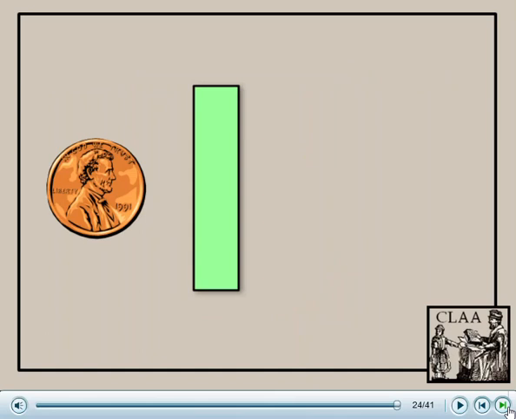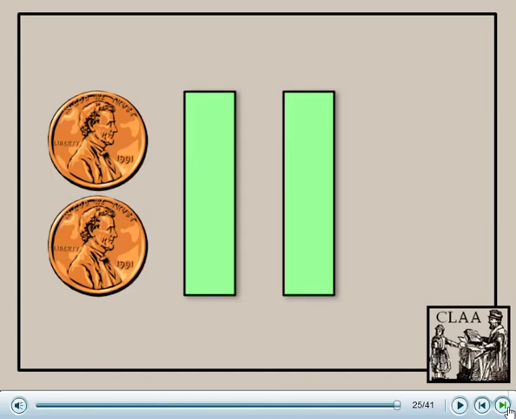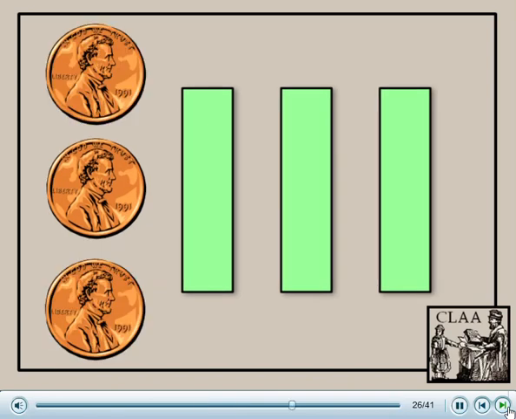We've learned the Latin number for 1, which is unus. And we've learned the Latin number for 2, duo. Unus, duo. Latin for the number 3 is tres. Unus, duo, tres.